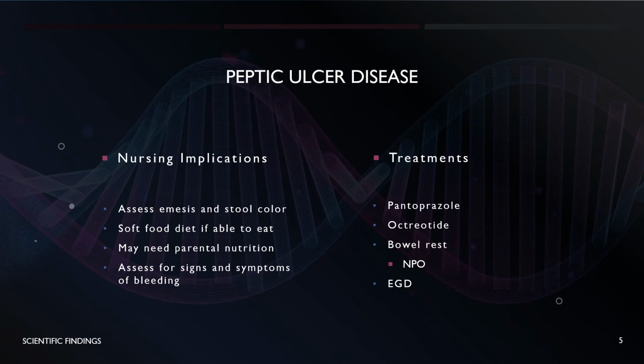Bowel rest, so this is going to be our NPO patients, right? Parenteral nutrition. Nothing to eat or drink. We might put in an NG tube to help decompress that stomach and suction out any extra stomach contents, and then an EGD, so an esophagogastric study, to go in and see if we can find the ulcer. Sometimes they can repair them, other times it's just diagnostic.